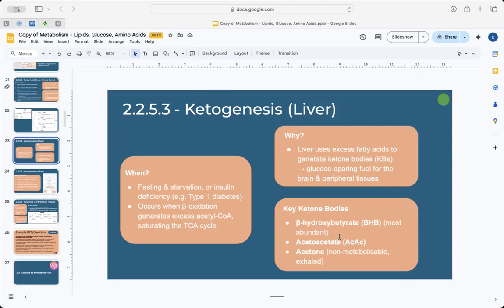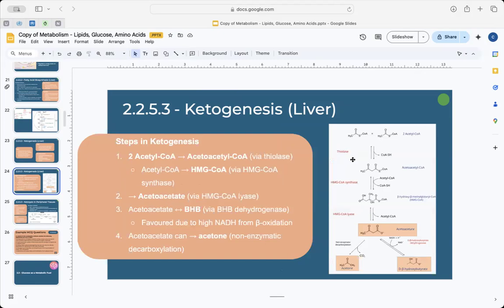There are some key ketone bodies there. Beta hydroxybutyrate is the most abundant, then acetoacetate, and then acetone, which it says here is non-metabolizable, and it's therefore exhaled. If people are in ketogenesis, or fasting, starving, insulin deficiency, and type 1 diabetes, you can often smell the acetone on their breath. But yeah.